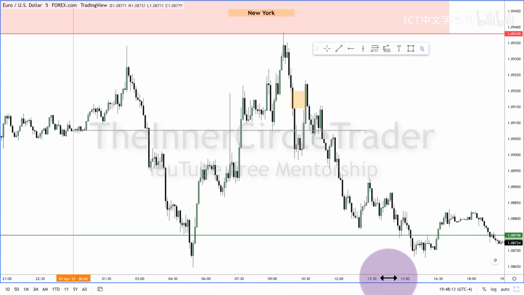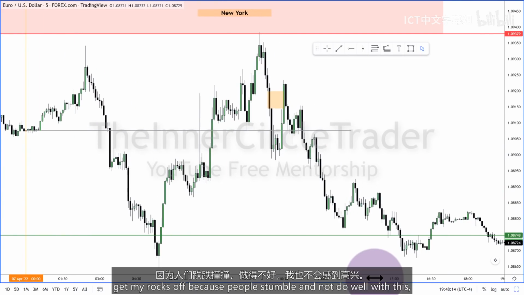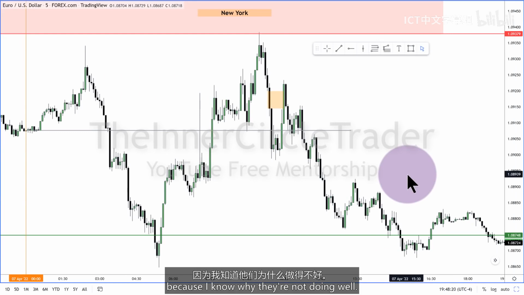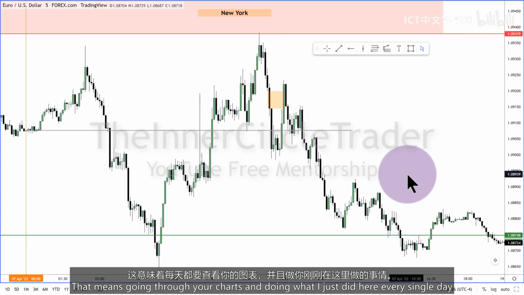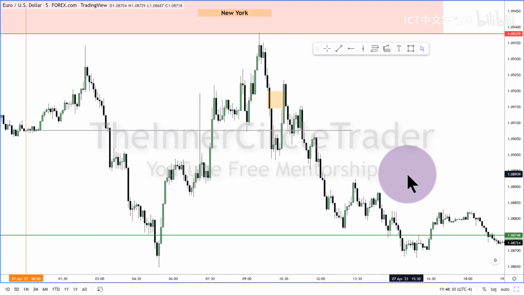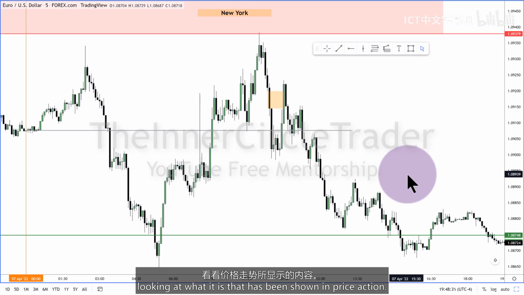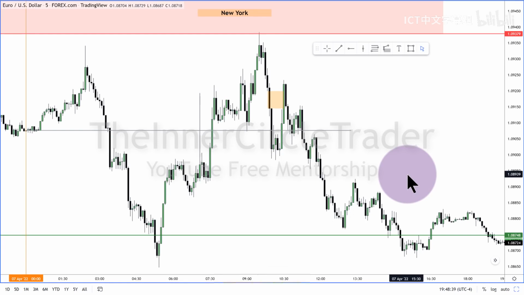Okay? I don't get a high or get my rocks off because people stumble and not do well with this, because I know why they're not doing well. You're not doing the work that's required. That means going through your charts and doing what I just did here every single day and being passionate about it. Looking at what it is that has been shown in price action. What is it doing? What is it not doing?